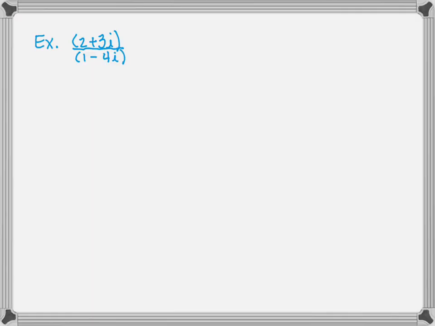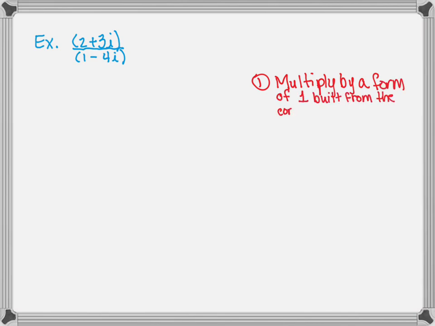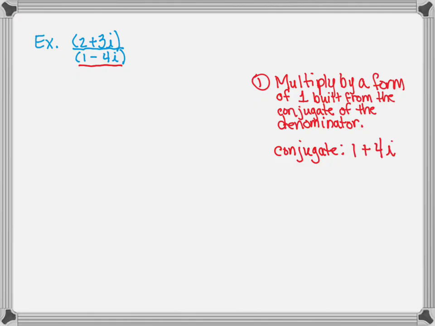Let's look at a second example. Let's look at 2 plus 3i over 1 minus 4i. And let's see if we can formalize these steps a little bit. So first, we will multiply by a form of 1 built from the conjugate of the denominator. So first, we need to find the conjugate of the denominator. So if we're looking at our denominator, that's 1 minus 4i. The conjugate will be 1 plus 4i. So we still have the 1, we still have the 4i. The operator in between them is the opposite of the original. So now let's multiply by a fraction where both the numerator and the denominator are the conjugate, 1 plus 4i.